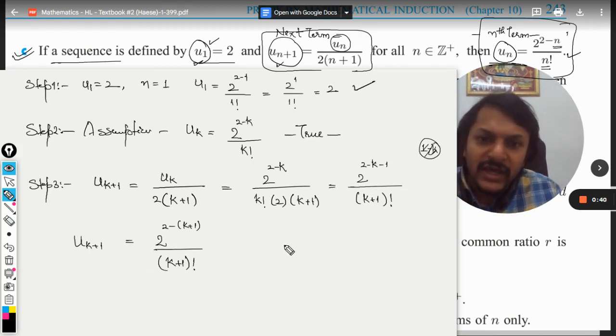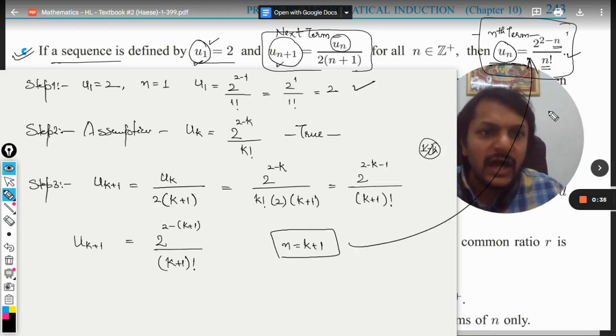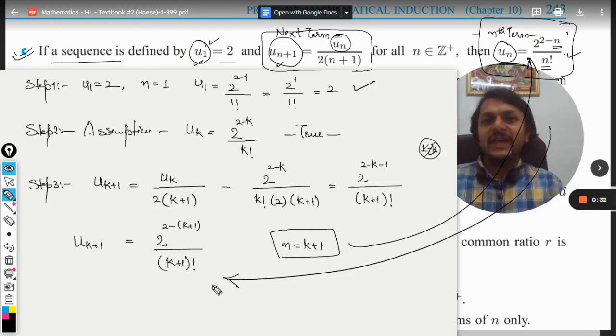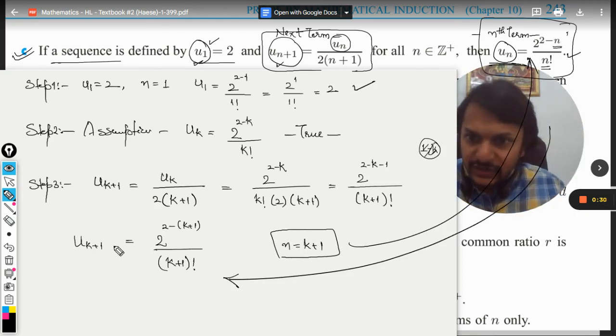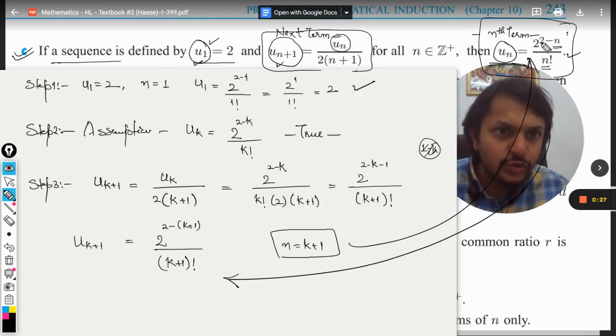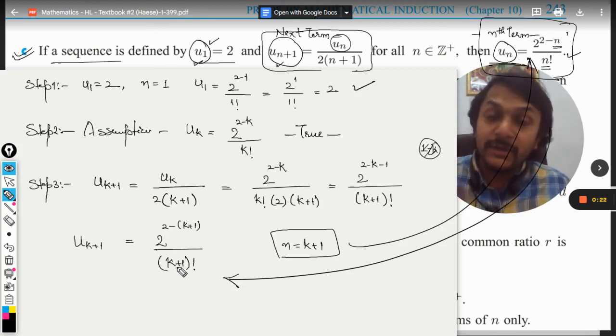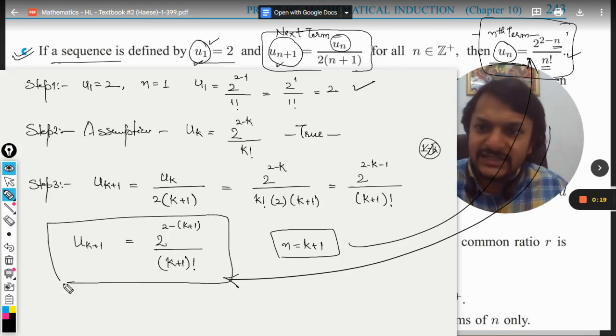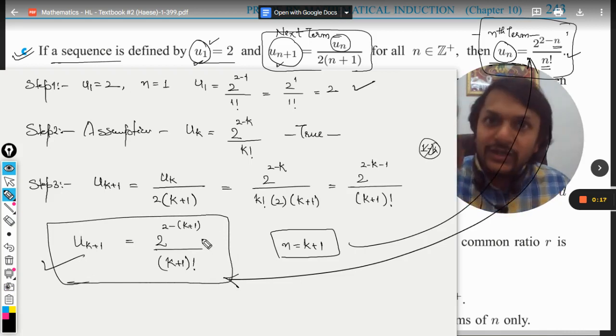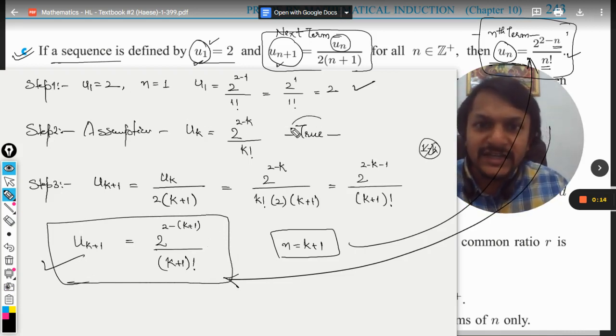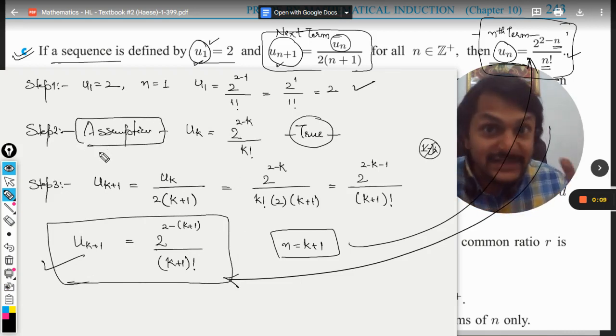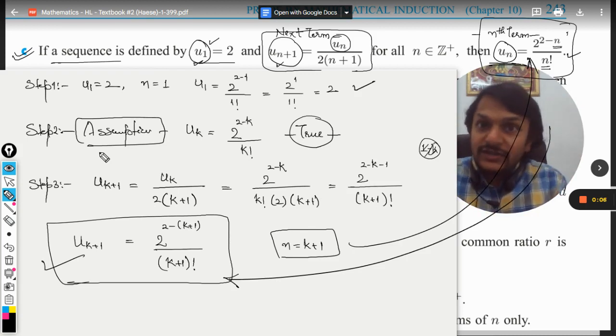So definitely, if I say that n is equal to k plus 1, I am getting this same particular thing. You see, n is k plus 1, so 2 raised to power 2 minus k plus 1 divided by n factorial, meaning divided by k plus 1 factorial. Yes, this is proved now, but only on one premise, that uk is true. So under this assumption, my step number 3, that is uk plus 1, is absolutely true. So this is how we do these kinds of questions. All the best.